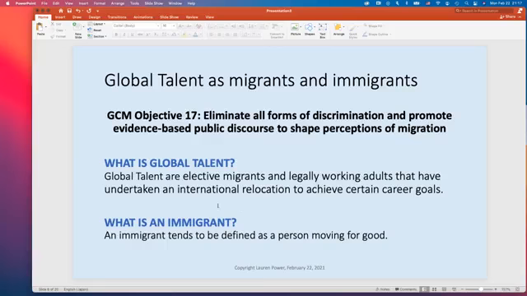So what is global talent? I argue that global talent are elective migrants, and they're legally working adults that have undertaken an international relocation to achieve certain career goals. The idea with global talent is that these are usually temporary goals. And the assumption is that after completing the career goal, the global talent, the elective migrant, and any dependents will go back to their country of origin or move on to another country. Then what is an immigrant? Well, an immigrant tends to be defined more as a person moving for good.